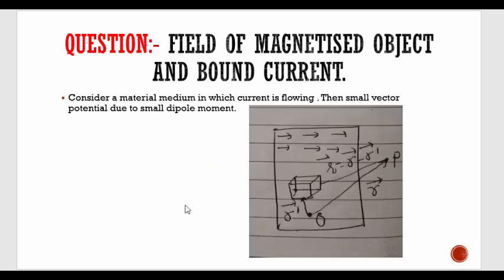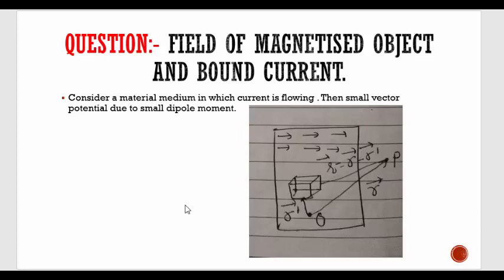Now in this lecture we have to solve some more important questions, and for that, first is the field of a magnetized object and bound current. A magnetized object is one in which the dipole moments are forced to align in a particular direction, that is, in the direction of the applied magnetic field.